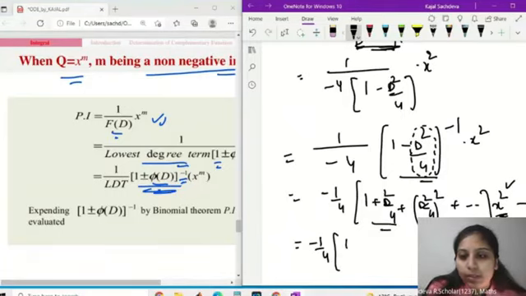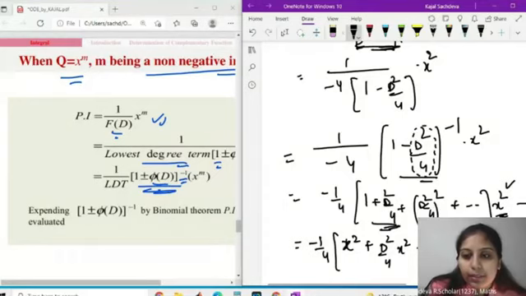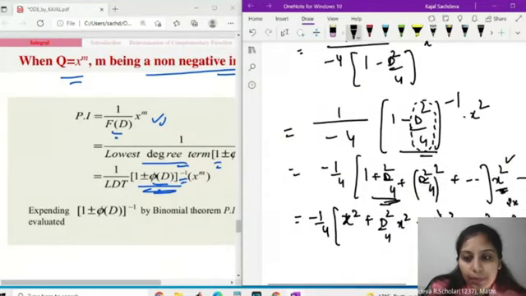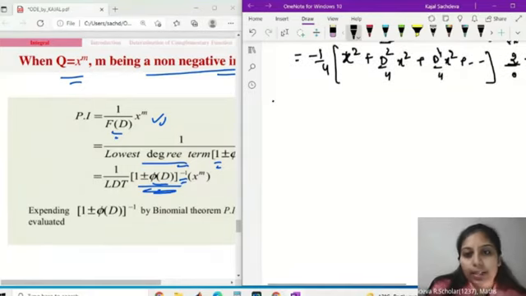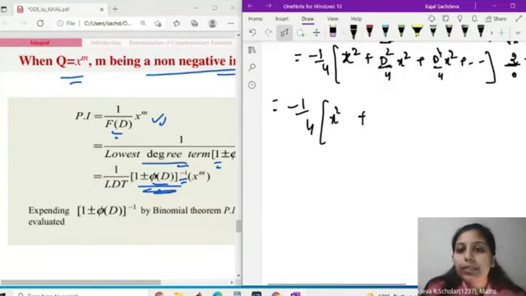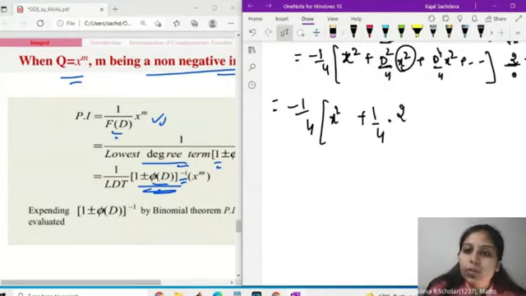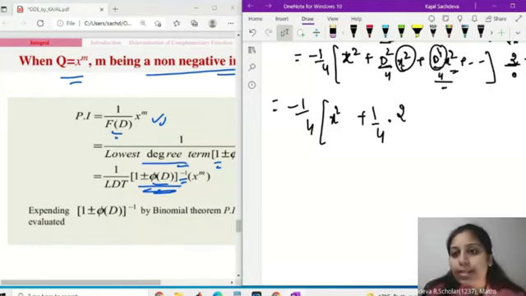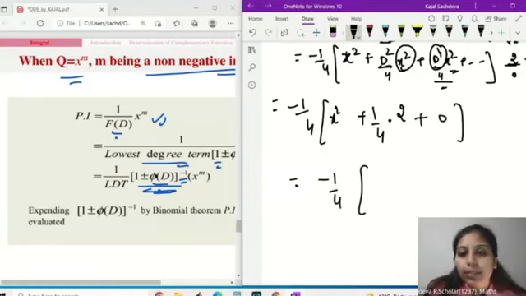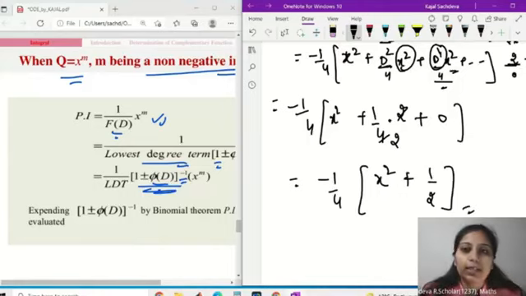So here 1 into x square, D square upon 4 into x square plus D4 upon 4 into x square and so on. So we get x square, and D square means two-time differentiation of x square, as D stands for one-time differentiation. When we do two-time differentiation of x square, we get 2x one time and then again 2. And here we will do four-time differentiation of x square, which is obviously 0, as only two-time derivative is possible and further we get 0. So all other terms are 0. So we get minus 1 upon 4 x square plus, just cancelling out, 1 by 2. This is the required PI in the given case.